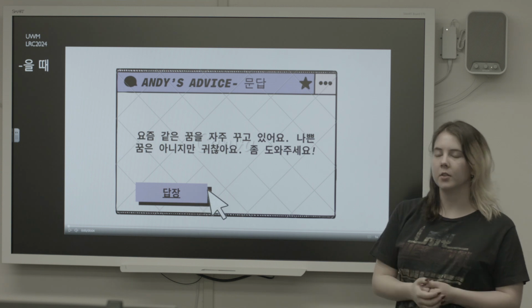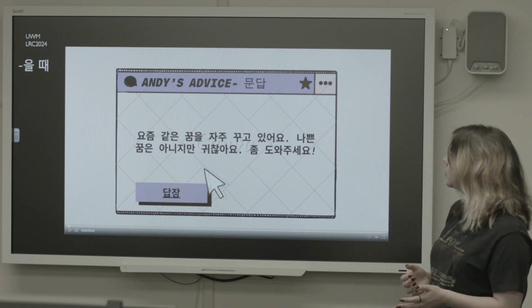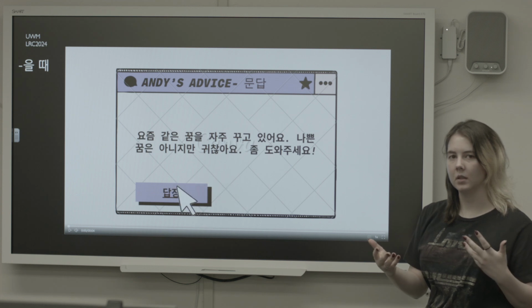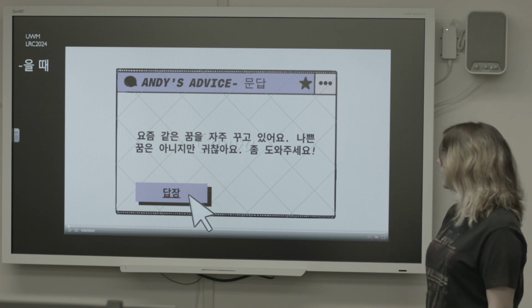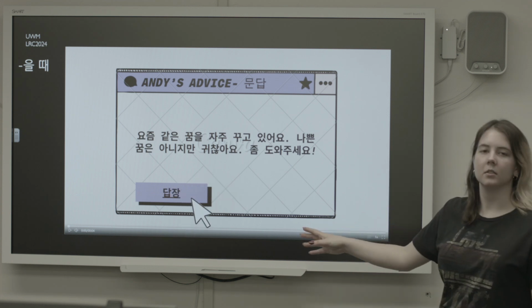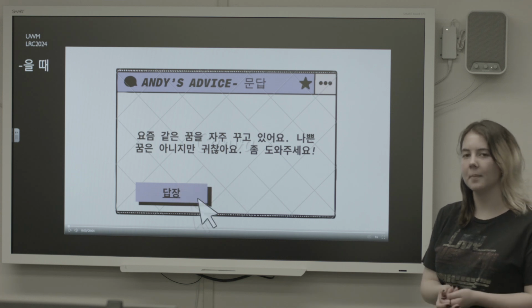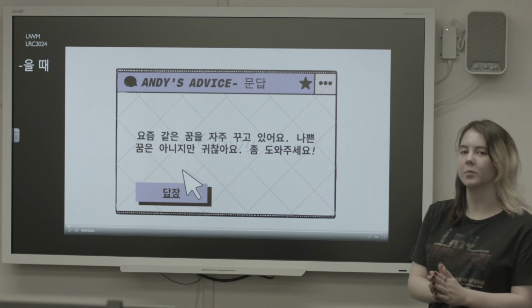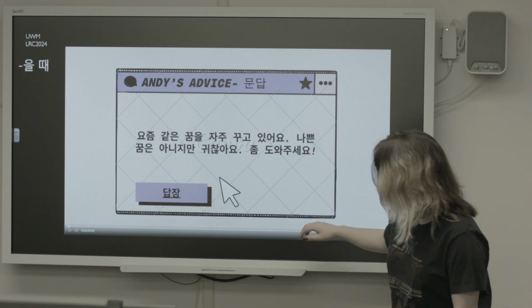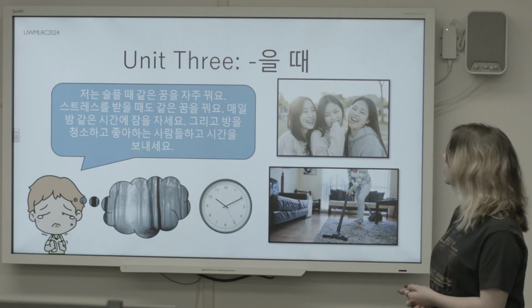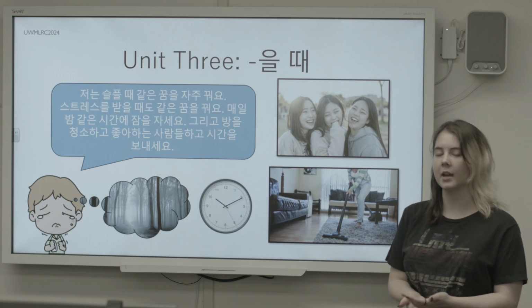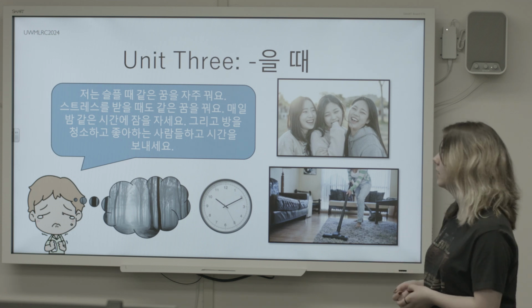세 번째, third one. 요즘 같은 꿈을 자주 꾸고 있어요. I am dreaming the same dream often these days. 나쁜 꿈은 아니지만 귀찮아요. It's not a bad dream, but it's annoying. 좀 도와주세요. Please help me. 저는 슬플 때 같은 꿈을 자주 꿔요. When I'm sad, I often dream the same dream.